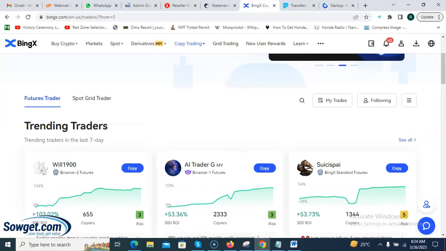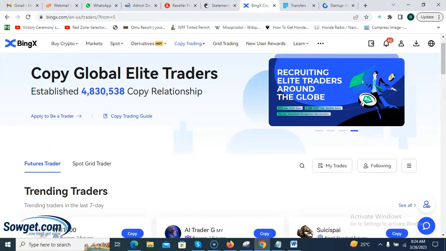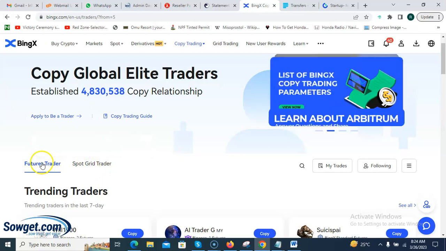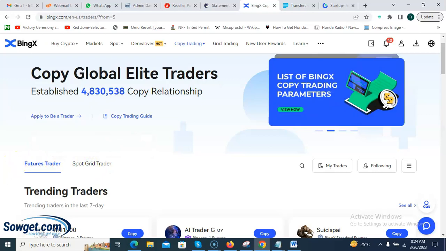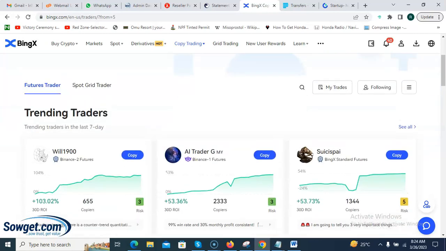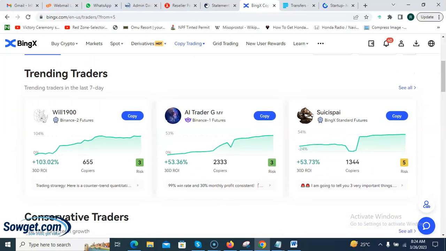You come here on the copy trading platform in BingX, you can copy traders for the futures trading market and also for spot grid. But for this particular tutorial, I'll focus on futures trading, because that is where most of the action is taking place. So now if we scroll down a bit, you will see that BingX has ranked the traders on different criteria and category. So now if you look at the top here, it says trending traders.